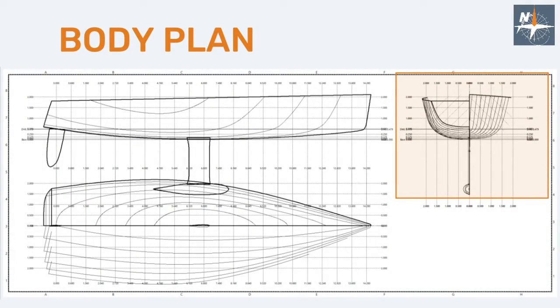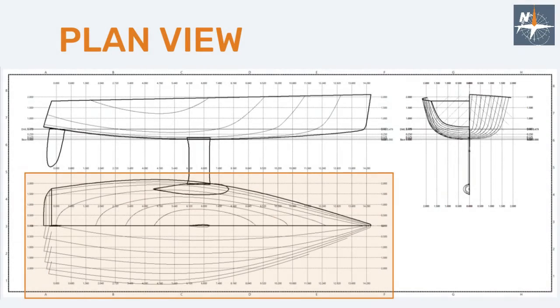The body plan is the view of the hull from the front and is usually placed at the top right of the drawing. In this view, we can observe the shape of the sections. In the body plan, the hull's forebody is commonly represented to the right of the hull's symmetry axis, and the afterbody to the left.